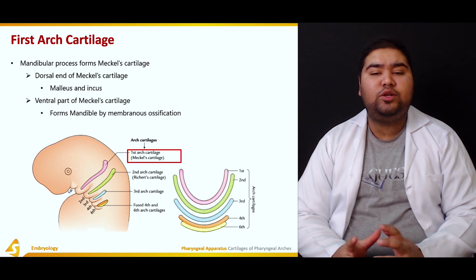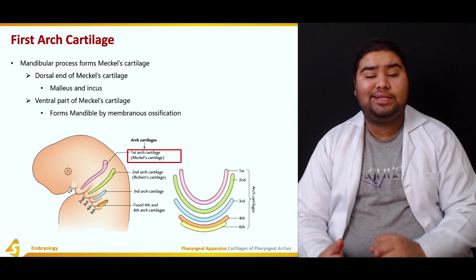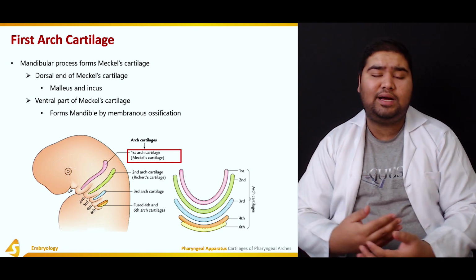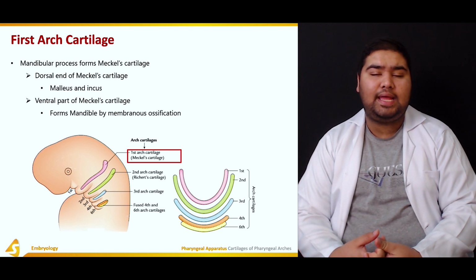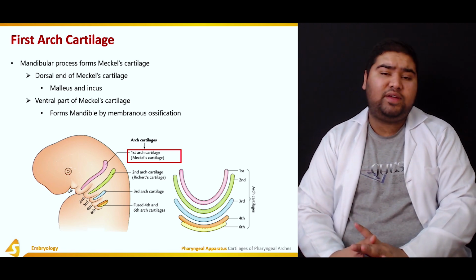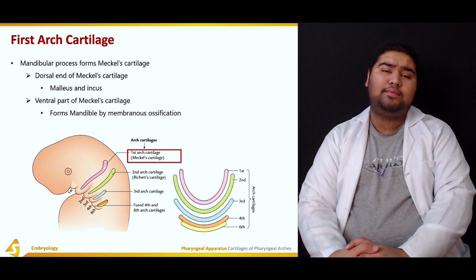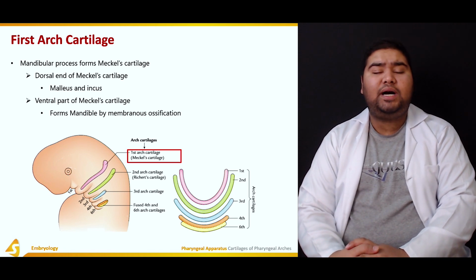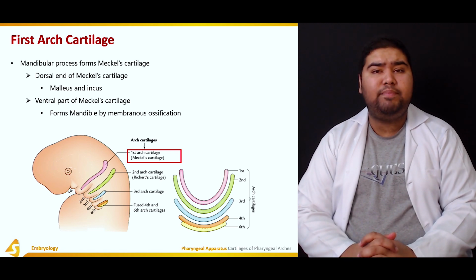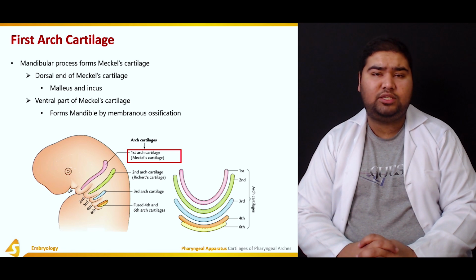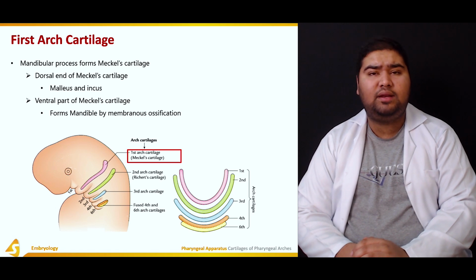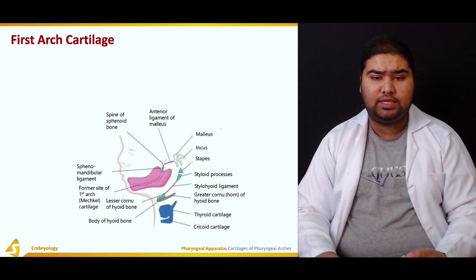arch. The remaining Meckel's cartilage does not play any important role, but the dorsal end of the Meckel's cartilage forms the malleus and incus, which are the two bones in the middle ear. So the formation of malleus and incus, the middle ear bones, is very important. The ventral part of the Meckel's cartilage is actually obliterated and forms the mandible by membranous ossification. So it undergoes membranous ossification to form the mandible, and it's finally absorbed or obliterated.